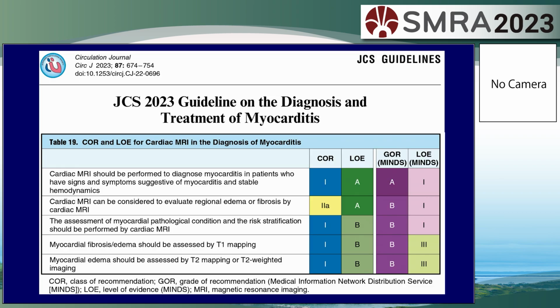And this is the very new JCS 2023 guideline on the diagnosis and treatment of myocarditis, and cardiac MRI is a class 1 indication with evidence level of A. Very strong indications.